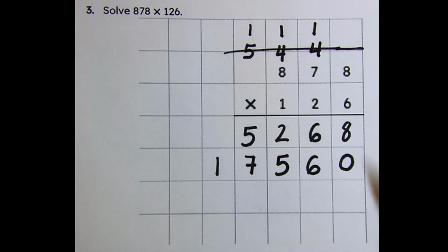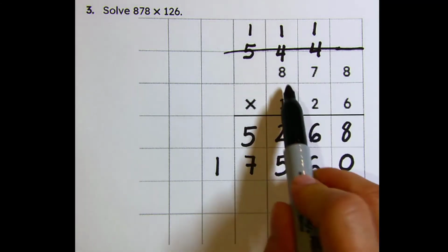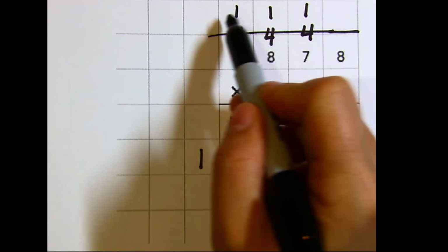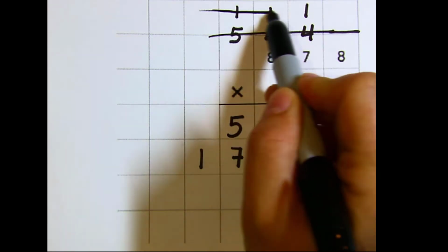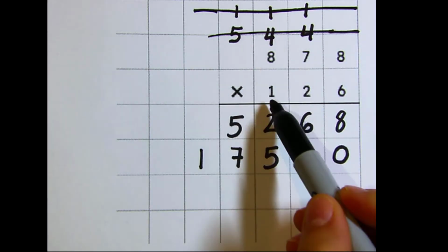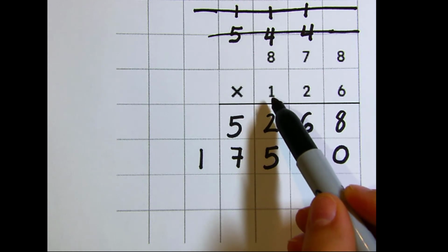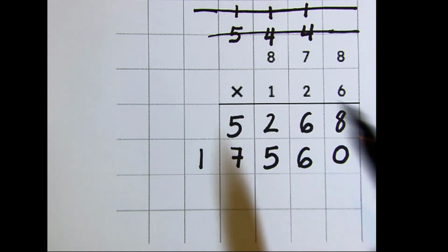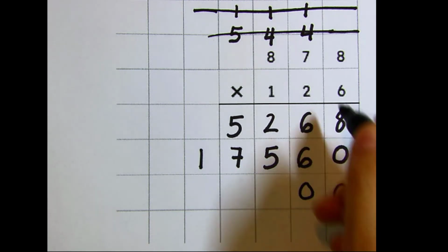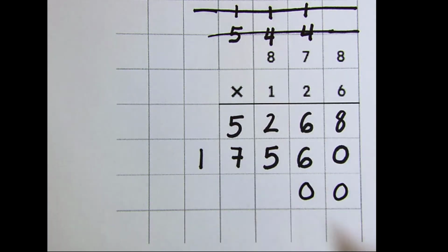All right, now I'm going to multiply 878 by 100. First, I'm going to cross off the regroups. I don't want to accidentally include them. I'm multiplying by hundreds now. So I'm going to add 2 zeros, move over 2 positions, add 2 zeros.